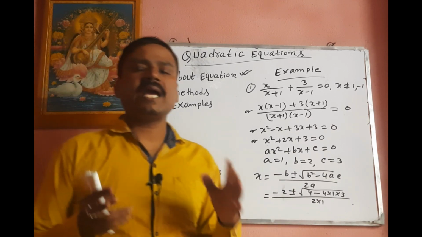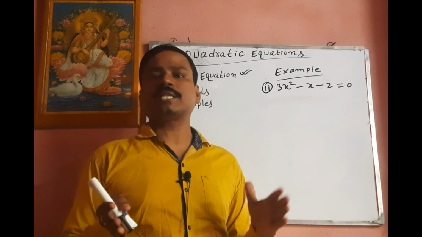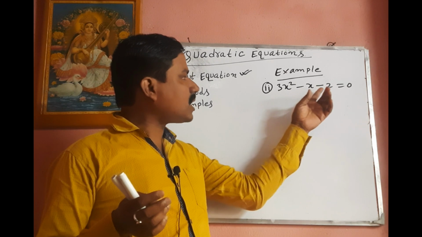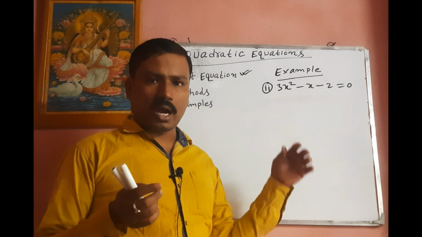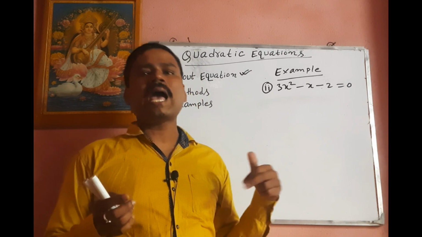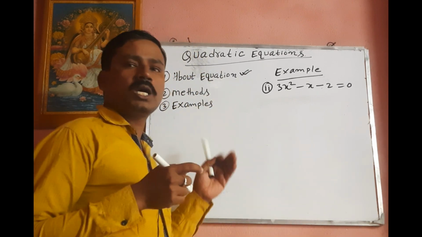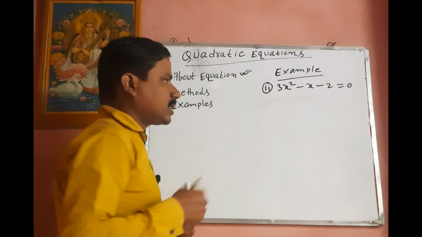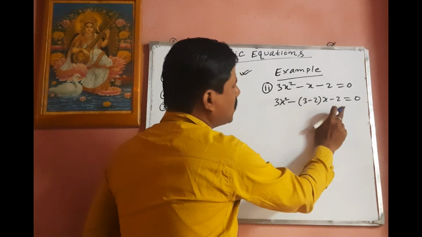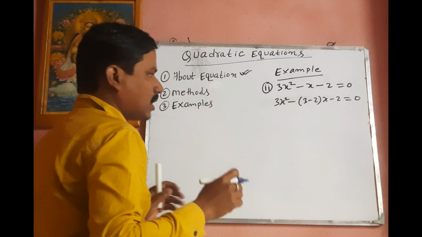Now we move to the next and the final example. We are discussing the second and the final example of the day. The second example is 3x square minus x minus 2 is equal to 0. And we solve this example with the formula method as well as the factorization method. At first we are using the factorization method, and then we get 3x square minus (3 minus 2) times x minus 2 is equal to 0.